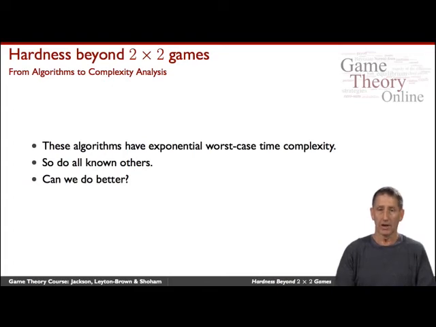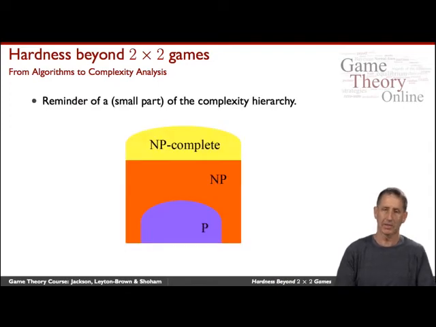These procedures do have exponential worst case, and so the question is, can we do better? Are there procedures that are less than exponential in the worst case? That takes us from the realm of complex algorithms to the realm of complexity analysis. So let's first remind ourselves a little bit about what complexity analysis looks like.